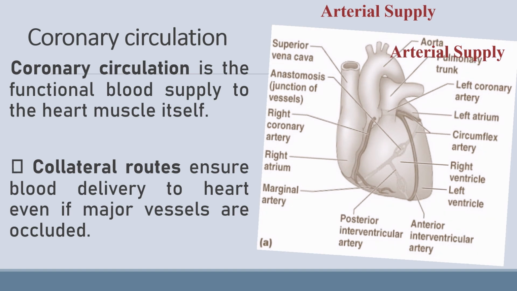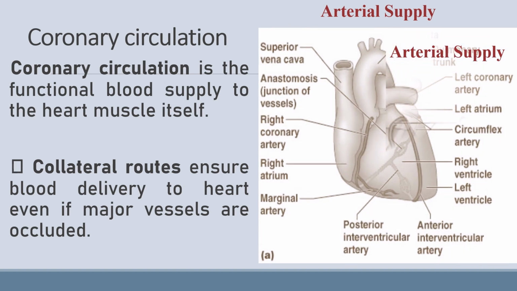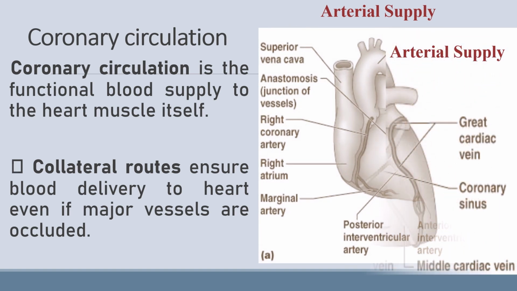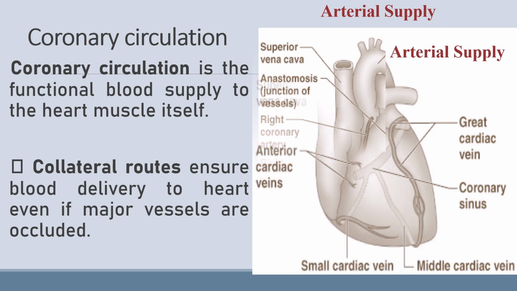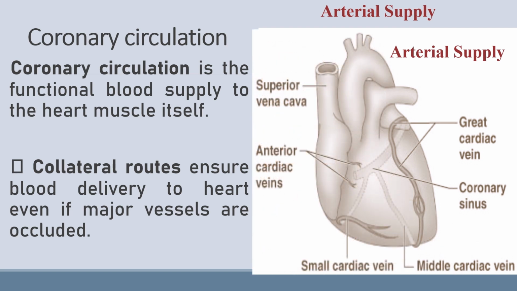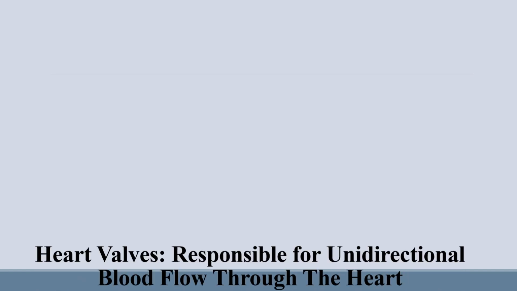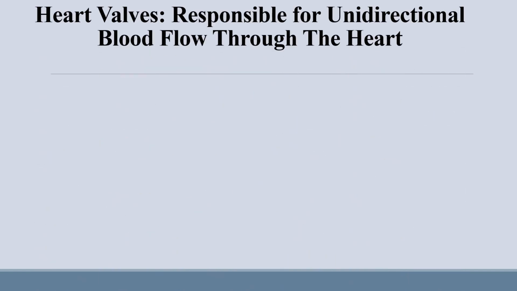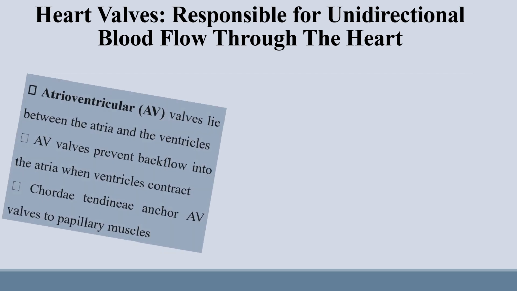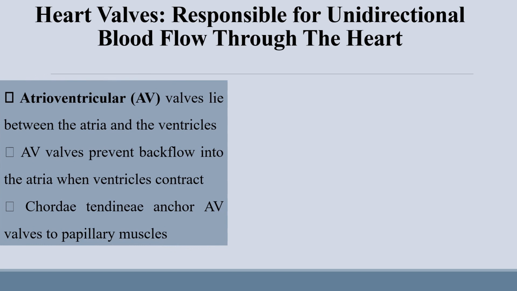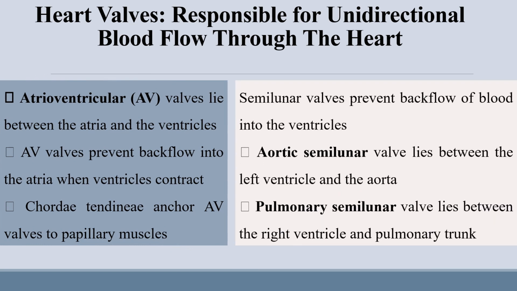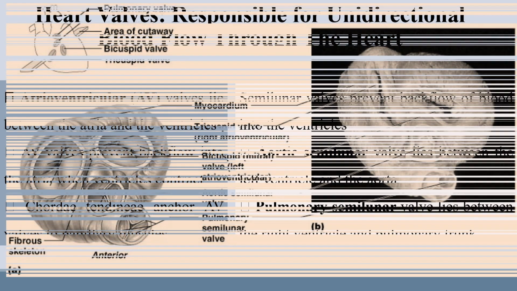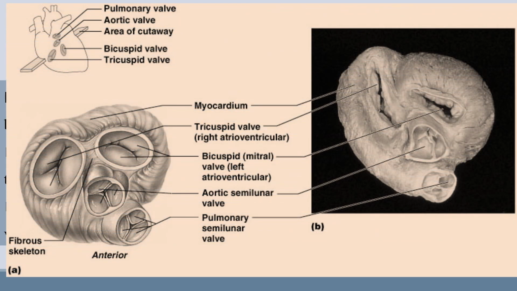Do you know how blood is maintained to flow in a single direction? Are there some checkpoints? Yes, these are the valves: atrioventricular and semilunar valves. Atrioventricular, AV, valves lie between the atria and the ventricles. AV valves prevent backflow into the atria when ventricles contract. Chordae tendineae anchor AV valves to papillary muscles. Semilunar valves prevent backflow of blood into the ventricles. The aortic semilunar valve lies between the left ventricle and the aorta. The pulmonary semilunar valve lies between the right ventricle and the pulmonary trunk.